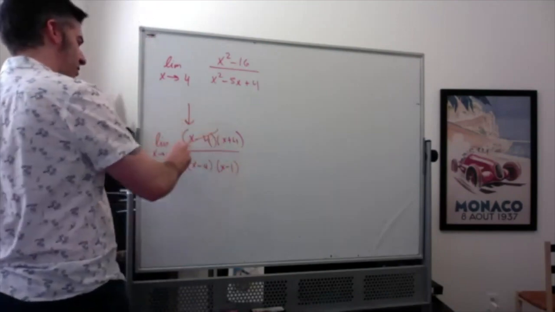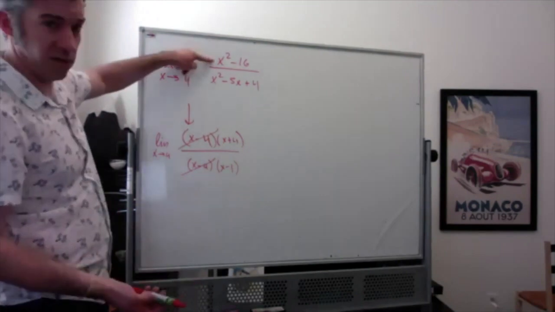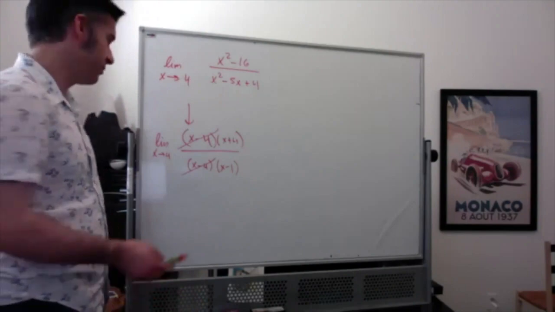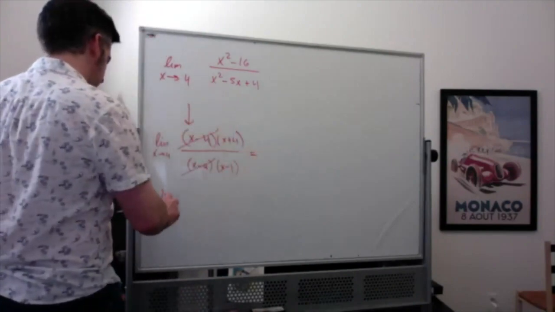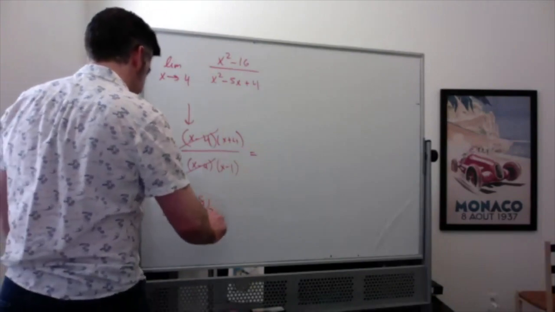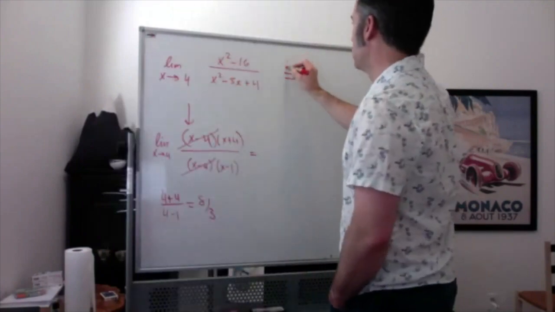You cancel the parts that are making it 0 over 0, right? It is a 0 over 0. If you plug in 4, you get 0 on top. You get 16 minus 20 plus 4, which is 0 on the bottom. But then after you cancel these, you can plug in the 4, and you can get 4 plus 4 over 4 minus 1, which is 8/3. But you could also use L'Hopital's rule.